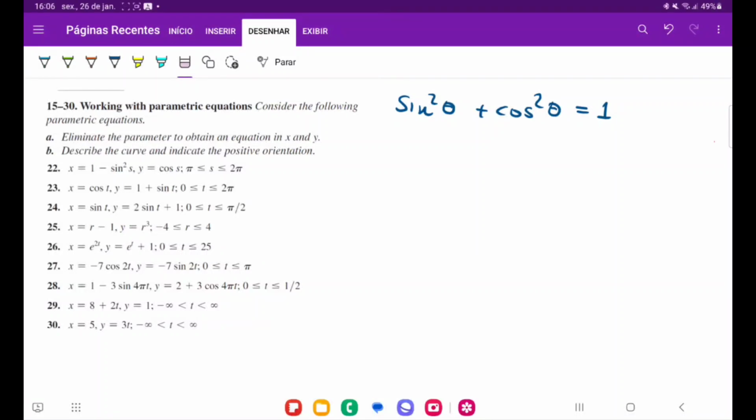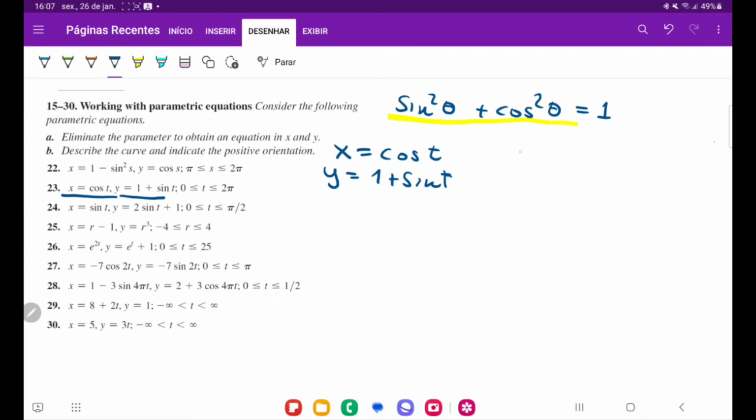So for problem 23, we're given this pair of parametric equations here. And what we want to do first is eliminate the parameter to obtain an equation in x and y. So we have that x is equal to cosine of t and y is equal to 1 plus sine of t. So the way that we're going to eliminate the parameter is by using this identity here where sine squared plus cosine squared is equal to 1. So we only have cosine and sine, which means that we need to square the equations.